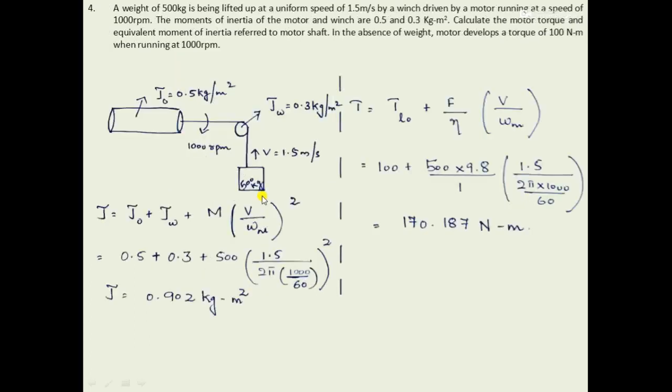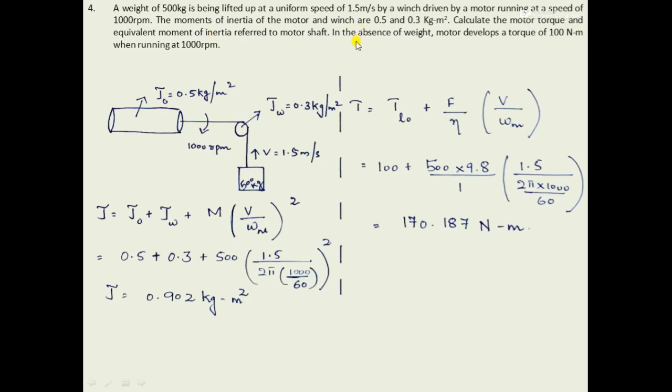Let's see the fourth problem. A weight of 500 kg is being lifted up at a uniform speed of 1.5 meter per second by a winch driven by a motor running at a speed of 1000 rpm. Moment of inertia of the motor and winch are given, that is 0.5 kg per meter square and 0.3 kg per meter square. You are asked to find the motor torque, that is the equivalent torque, and the equivalent moment of inertia referred to motor shaft.